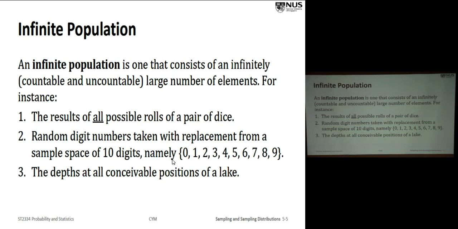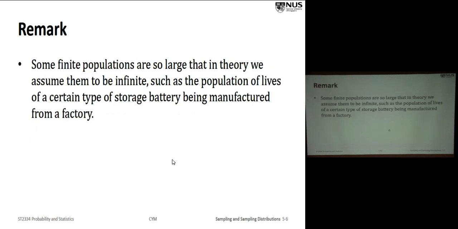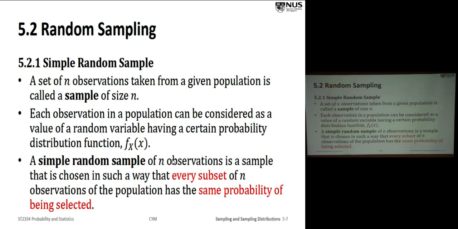The depths of all possible conceivable positions of a lake. This is something which is continuously monitored, and obviously therefore is a continuous variable, and thus has a cardinality which is infinite. In practice, some finite populations are so large that we assume them essentially to be infinite. The population of lives of a certain type of storage battery could be such an example. It's so big that we just treat it as infinite, since we can't deal with it.